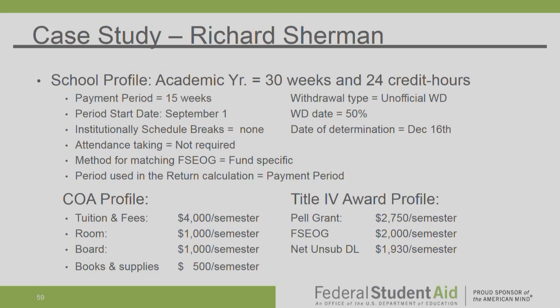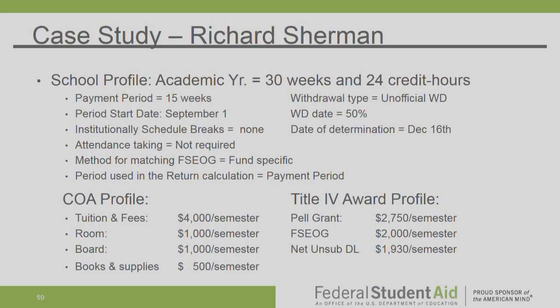The school's academic year is 30 weeks and 24 credit hours. They have a payment period of 15 weeks, and they perform the RTT4 calculation on a payment period basis, and that's because they have to. They're using standard terms. They're not allowed to use the period of enrollment to perform the calculation.